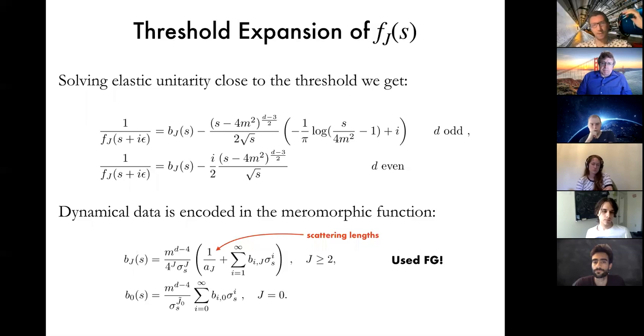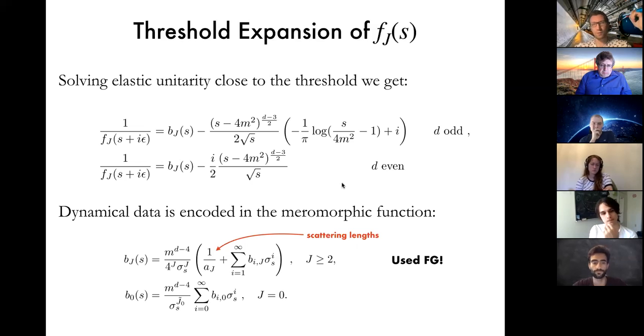So in particular, let's solve elastic unitarity close to this threshold. So this is the most general solution of elastic unitarity for partial waves. This part with logs and s minus 4 is universal, and all the dynamics is in this b_j, and this b_j is a meromorphic function that follows from elastic unitarity, and the leading scaling is sigma s to the j. It follows from Froissart-Gribov. Actually, these 1 over a_j are called scattering lengths. This is what's usually measured on a lattice or in a scattering experiment.